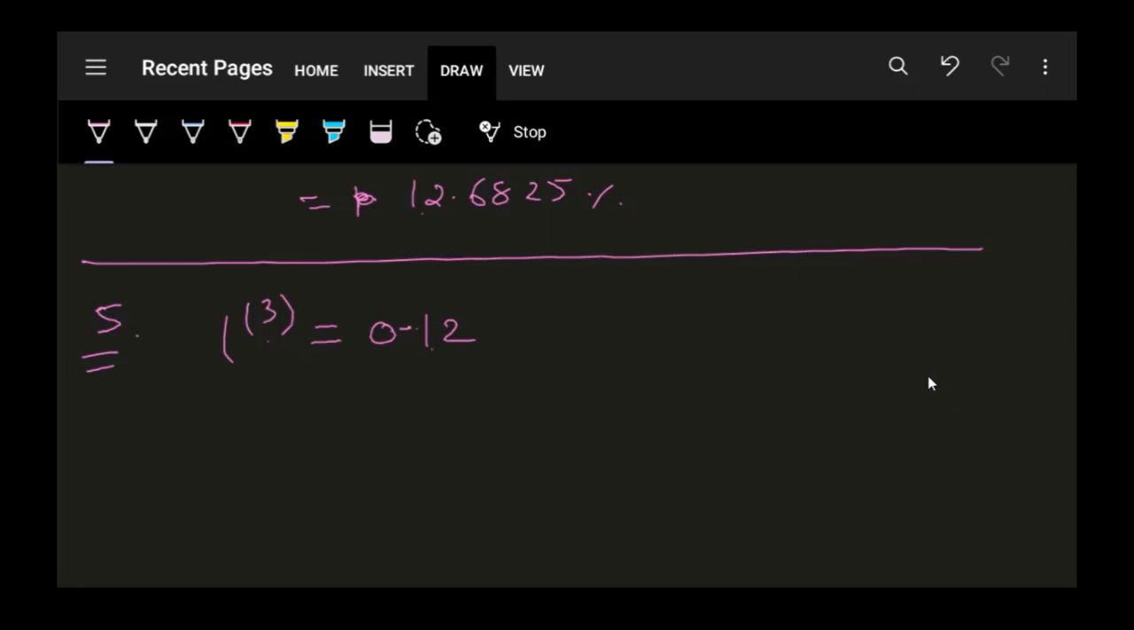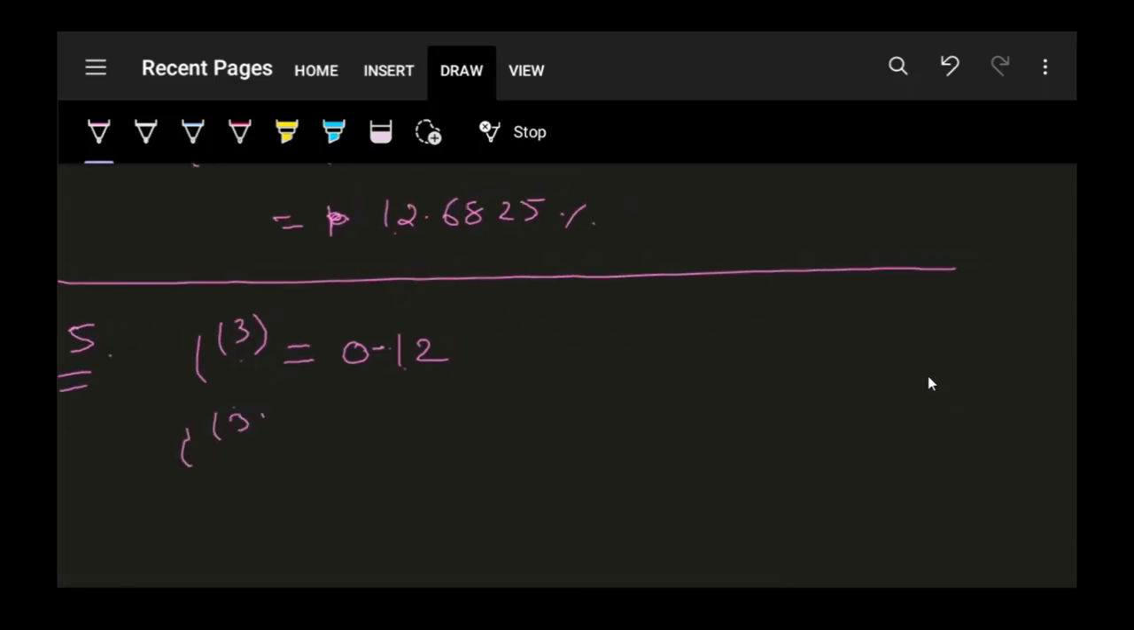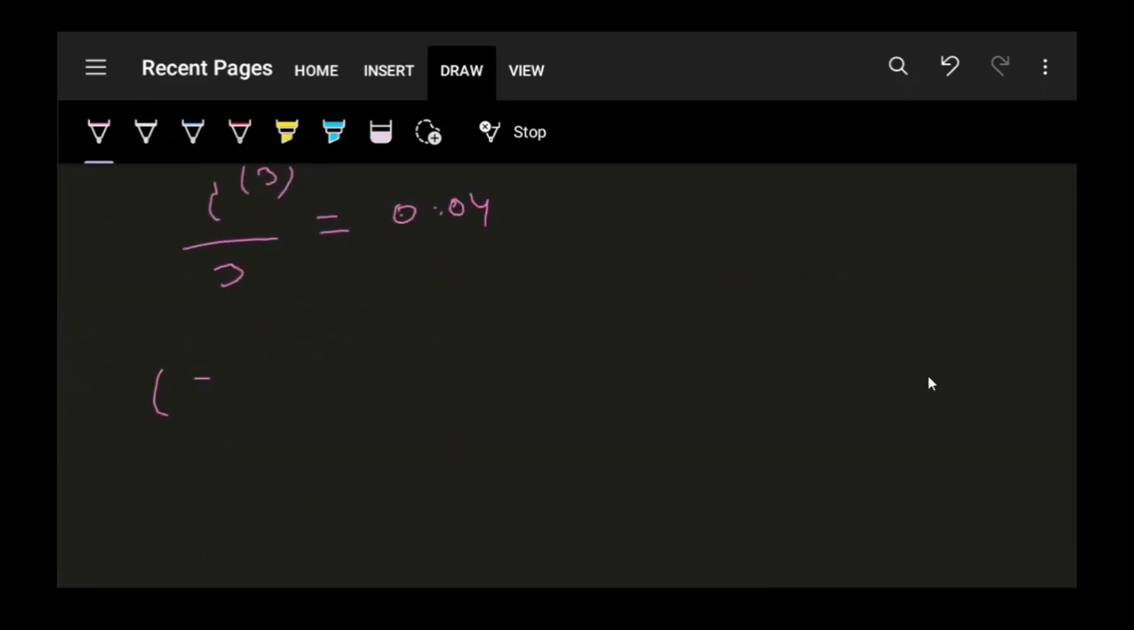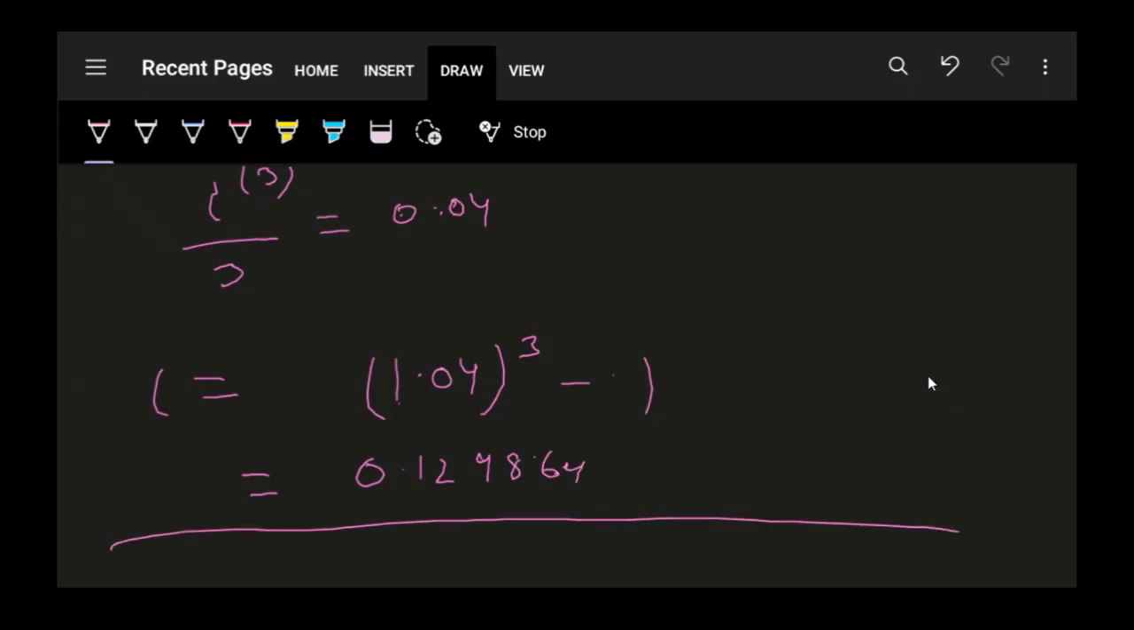We can calculate that. First we'll calculate the effective rate for every 4 months, which will be 0.04, or you can directly use the formula 1.04 to the power 3 minus 1. So I will be 0.124864, like this.